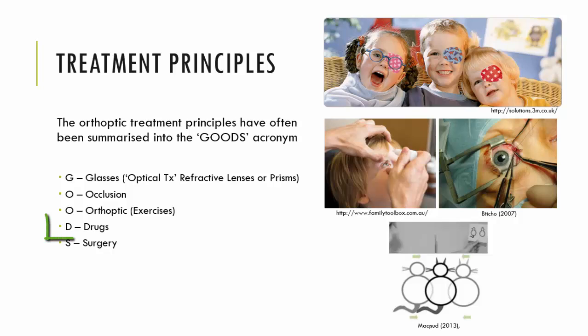Then we have drugs. There's not a lot of options to use pharmacological agents in strabismus, but we'll come to that a little bit later. And generally, most often it is the amblyopic patient who has atropine as part of their occlusion treatment that we use drugs for. And lastly, we have surgery, and this should be the last consideration in terms of managing your patient. So first, you should look at all other options: glasses, occlusion, orthoptics, and drugs where relevant. And then the last thing you will offer is strabismus surgery.